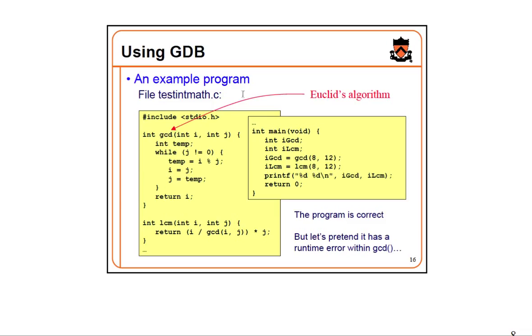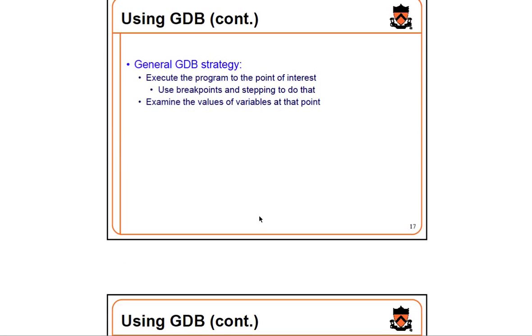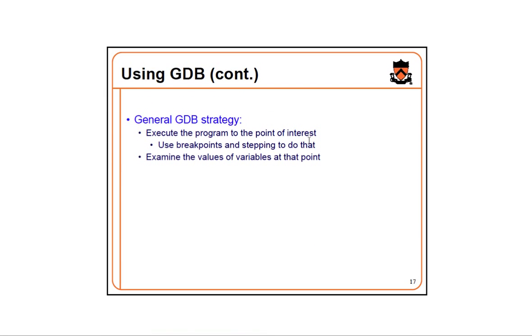If we wanted to use it, for example, say we had a program called testintmath.c that was doing some stuff with greatest common divisor and least common multiple, etc. Let's pretend there was an error in the GCD function, even though this one's probably correct. What we would do is start up the debugger, identify where in the code we'd like to stop, and then set things called breakpoints. Breakpoints allow you to let the program run for a while, and then at a certain point in the code, stop, not actually terminate, but just pause, if you will, so I can go look at what's going on.